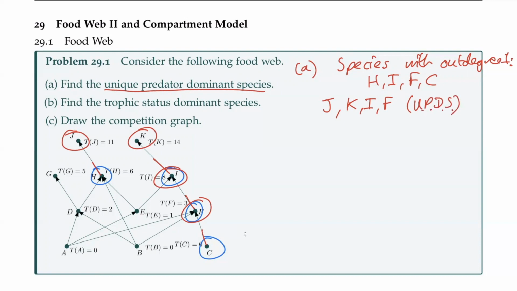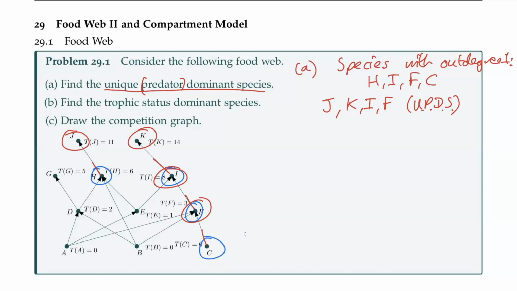So note here that F is a herbivore, but for our definition here of unique predator-dominant species, we're going to include this herbivore here as it is uniquely dominant. So the predator part of this is slightly less important. The fact that it's a unique dominant species is the more important part here.